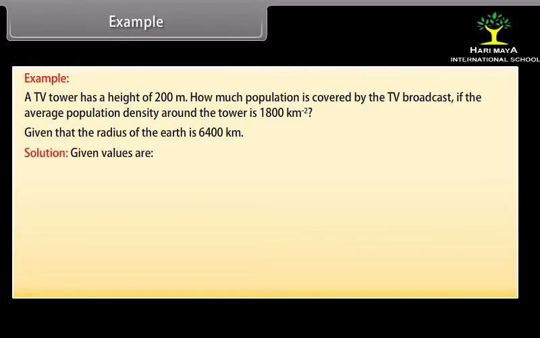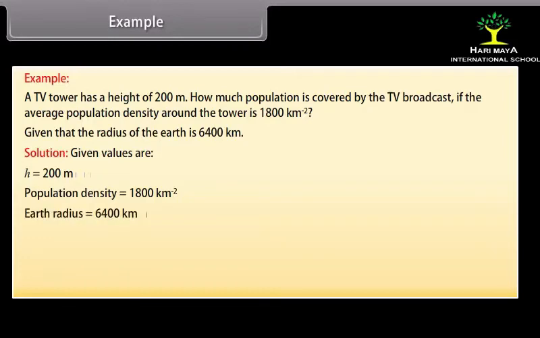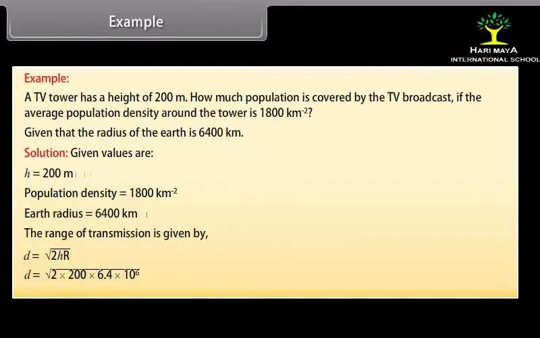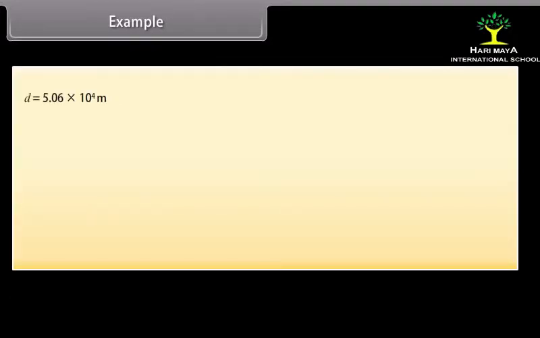Let's see the solution. Given values are h is equal to 200 meter, population density is equal to 1800 per kilometer square, Earth radius is equal to 6400 kilometer. The range of transmission is given by d is equal to under root 2hR. Now, put the values and calculate. We get the value of d is equal to 5.06 into 10 raised to the power 4 meter.